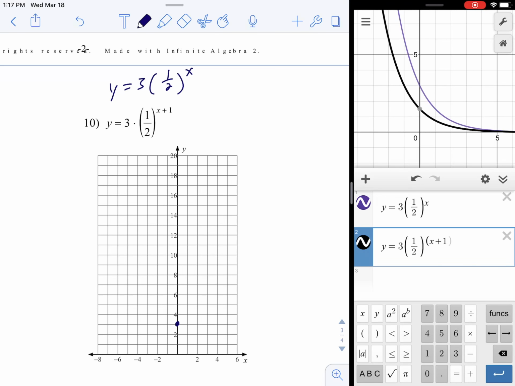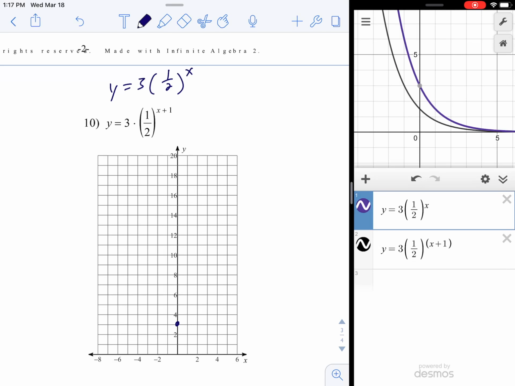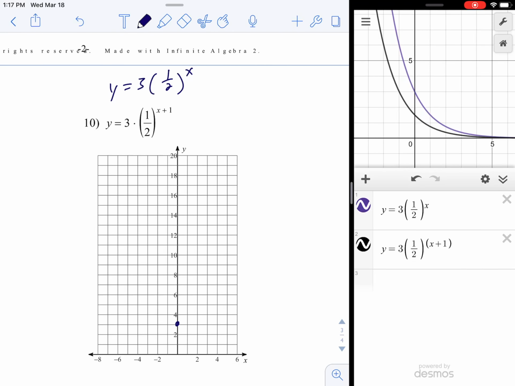That graph is in black, so the original was in purple right there, but this graph has moved left one place. So instead of having an intercept there, it's moved left one place. The new intercept is at right around here. And we draw our curve like this. Exponential decay graph like that.